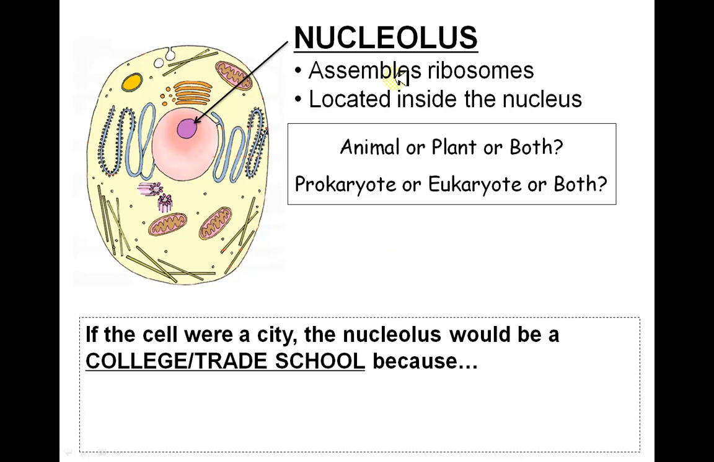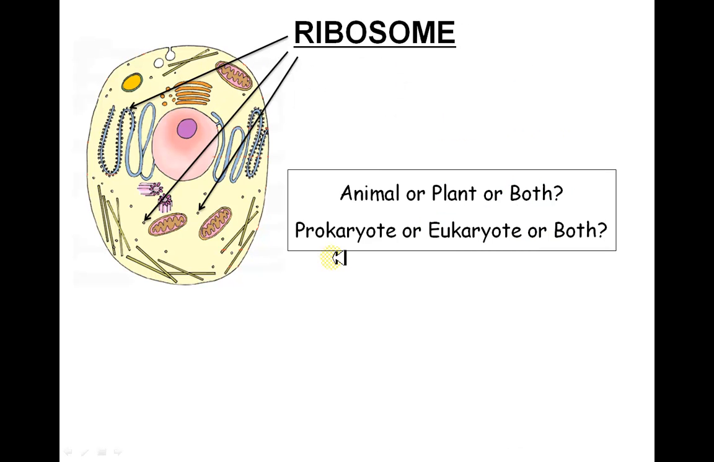The nucleolus, it assembles ribosomes. Ribosomes are these small little dots. Ribosomes are where we actually use RNA to create the proteins, which is everything that is living. It is located inside the nucleus. It is found in both plants and animals, but it is only found in eukaryotic cells. And if it was in the cell city, it would be the college or the trade school, where we actually educate the people to go out and empower the planet.